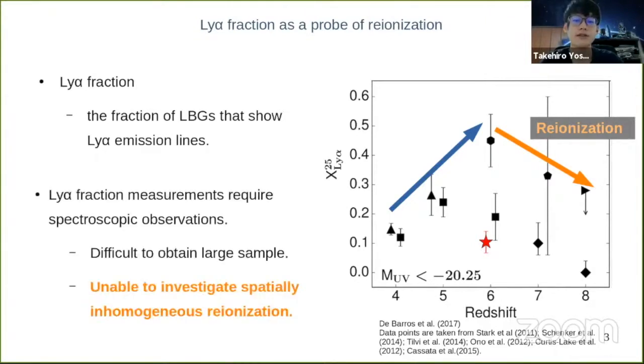Although the Lyman alpha fraction is a good probe of reionization, the measurements in the previous studies require spectroscopic observations. As a result, it is very difficult to obtain large sample sizes. Therefore, those studies can only determine the average neutral fraction of the universe, and they cannot investigate the spatially inhomogeneous reionization.